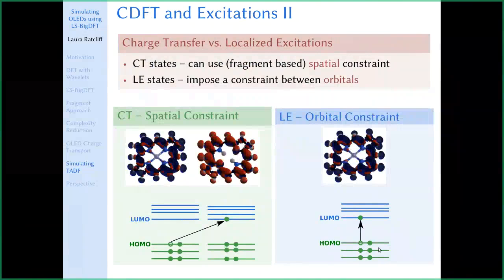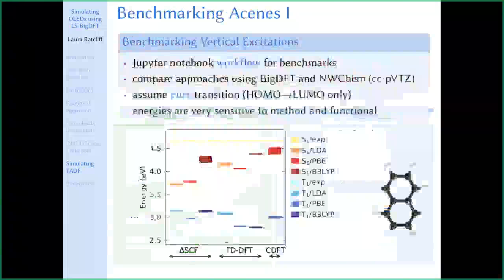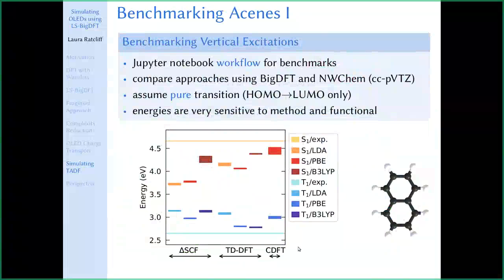Like I've shown in the schematic, we're exciting an electron just from the HOMO to the LUMO. But in principle, we could also treat some combination of excitations that might include components from the HOMO-2 to the LUMO, etc. So looking at this, for example, of a naphthalene molecule, you can already see that comparing delta SCF, TD-DFT, and our constrained DFT results, it's very sensitive to the method we use, but also, even at the level of the same method, very sensitive to the functional. And also the basis set.